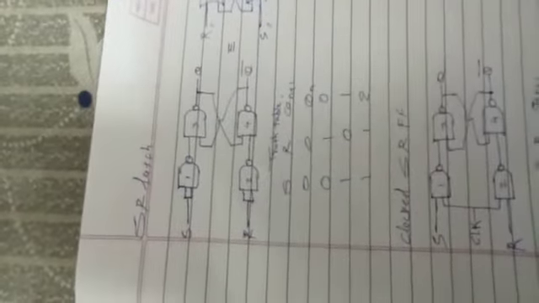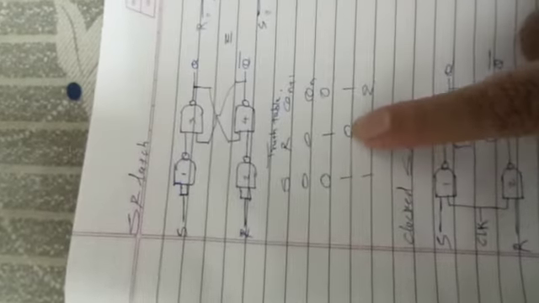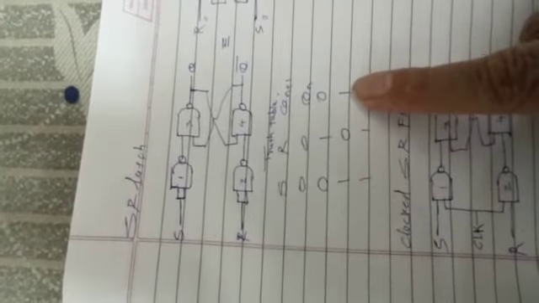So in case of 0 1, the latch is getting reset, meaning Q is 0 and Q bar is 1. The next input is 1 0. In case of 1 0, the latch will get set.